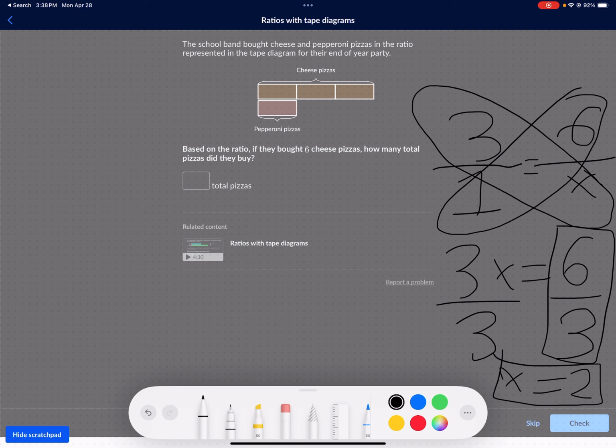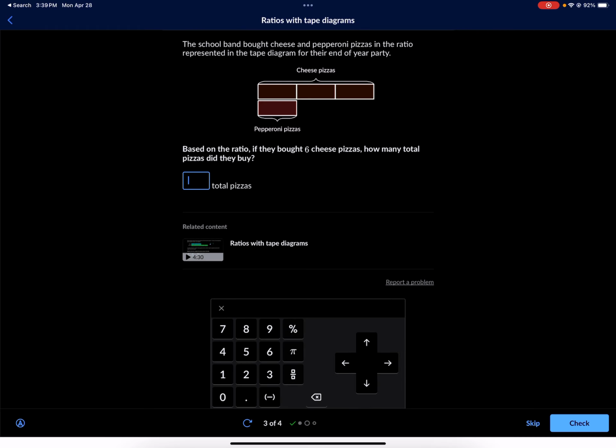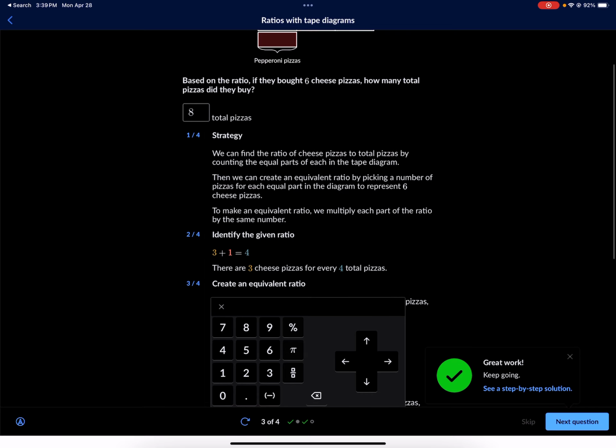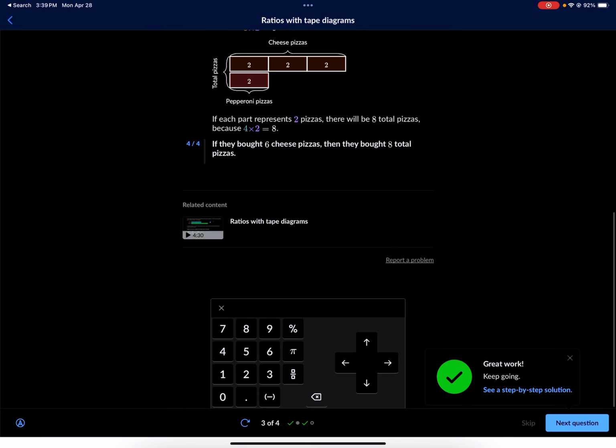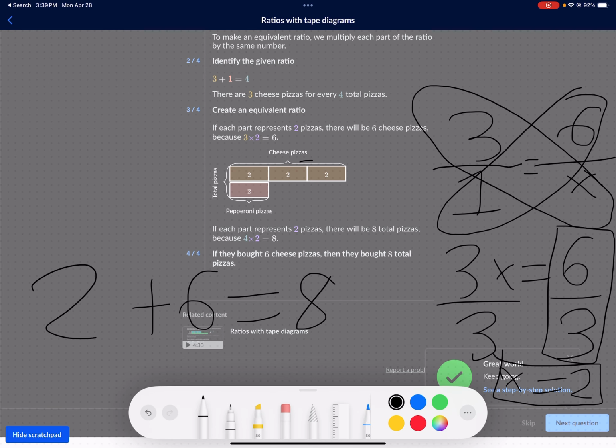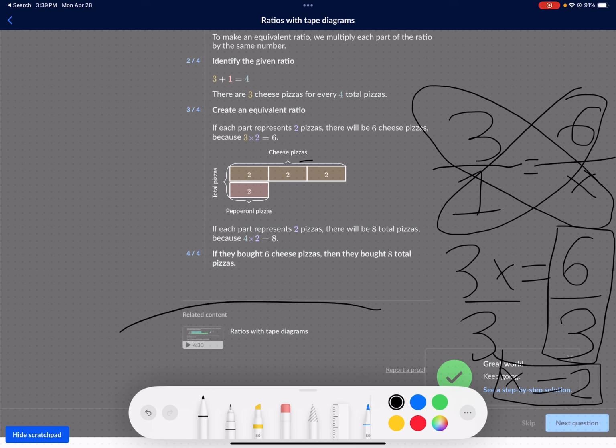We have 2 pepperoni pizzas. Now we know that they bought 6 cheese already. We want to know the total. So 2 plus 6 is equal to 8. So they bought 8 total pizzas. Great job. So, yep, they bought 2 pepperoni and 6 cheese, so they bought 8 total pizzas. If you got that right, good job. If you didn't, here's the video.